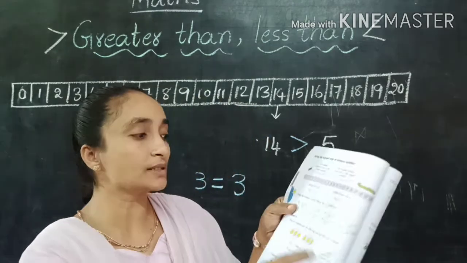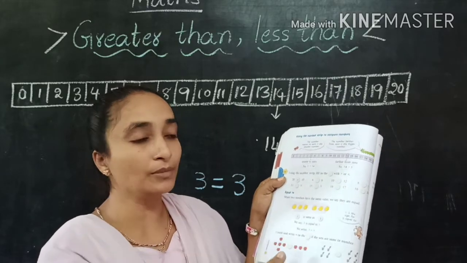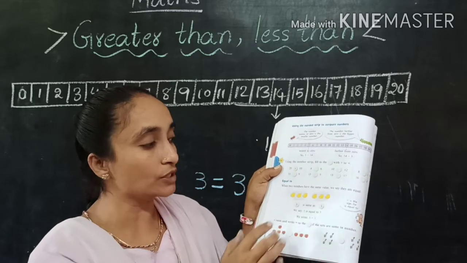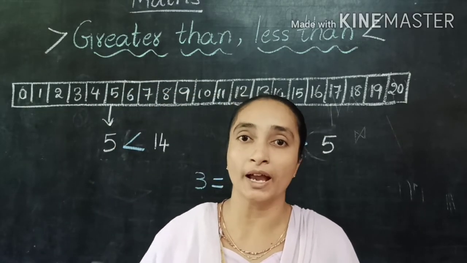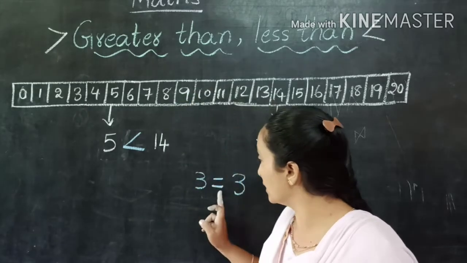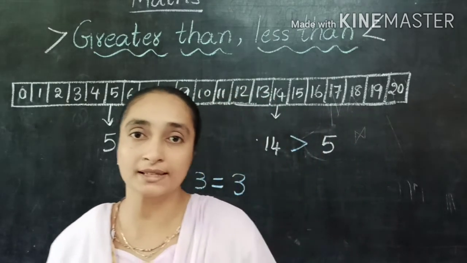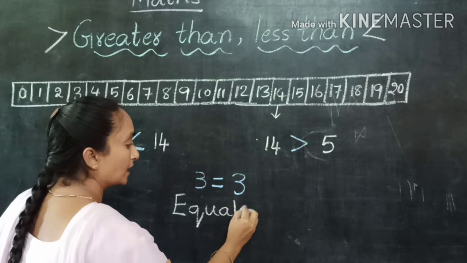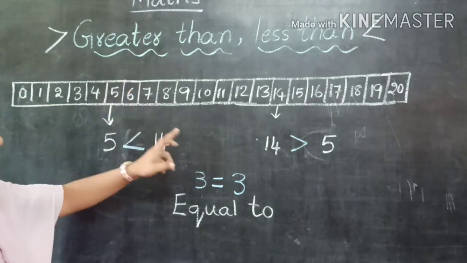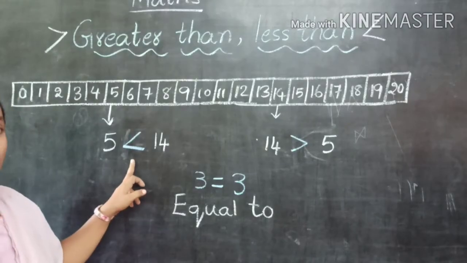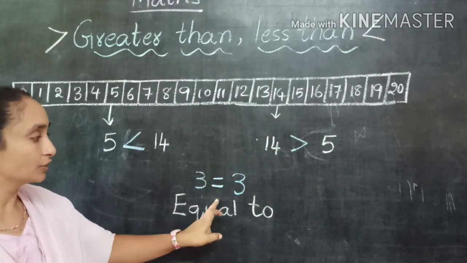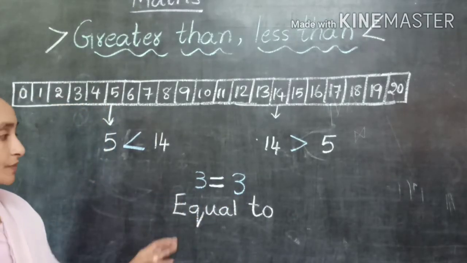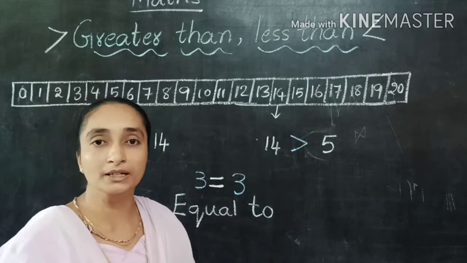So children, in your textbooks, page number 90, here we have some numbers. You can do it in your textbooks, children, like this. So I told you the equal to. When the two numbers have the same value, then we can write the equal to. This is called equal to. E-Q-U-A-L, equal to. This is greater than. This is left side open, less than. And this is called two lines. This is called equal to. So they both are equal. Same value. Equal to. No big, no small.